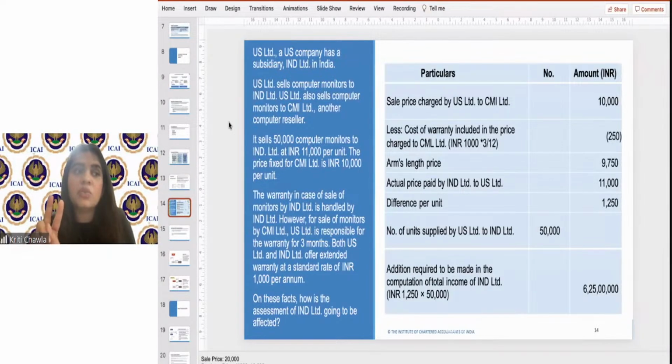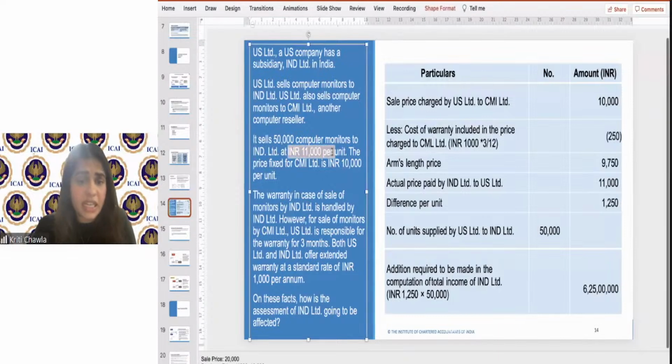As per section 92B, yes, it is an international transaction, meaning transfer pricing provisions will apply. Now you see, is there a problem in this particular transaction? The Indian entity, the related party, is purchasing at 11,000 rupees, and non-related parties are purchasing at 10,000 rupees. That means that this is not at ALP.